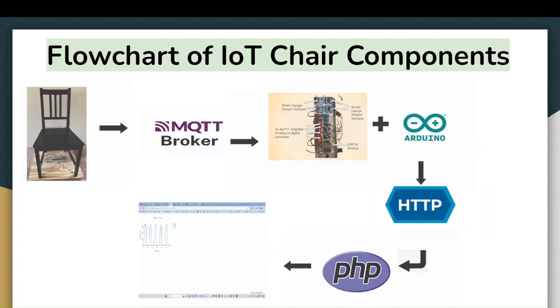And so here's a little flow chart explaining how the process works again. The chair sends a signal to the MQTT, which relays it to the circuit board or the ESP32, and using the Arduino code, it sends it via HTTP post to our PHP server before displaying it on our secure website for a doctor to see.